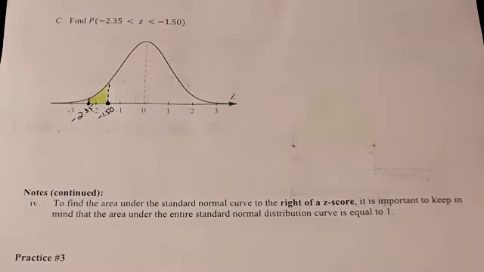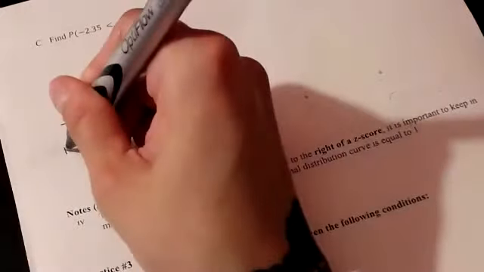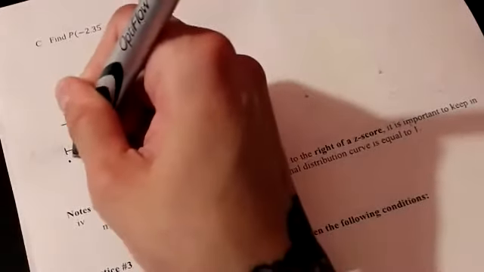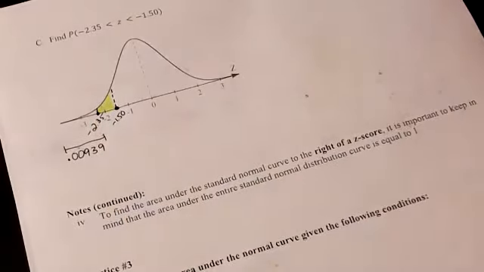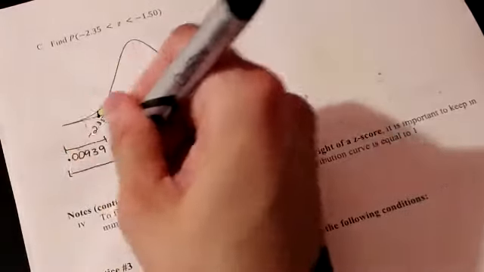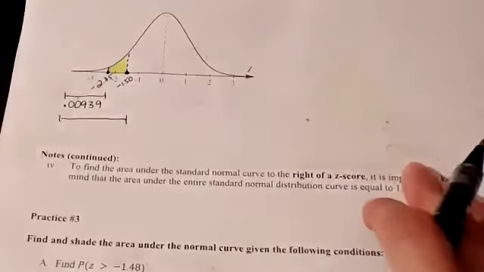All right, would someone tell me what is the area to the left of -2.35? Yes, Emma, thank you, 0.00939. I'm going to turn the page so that I can write this. 0.00939. What about to the left of -1.50?